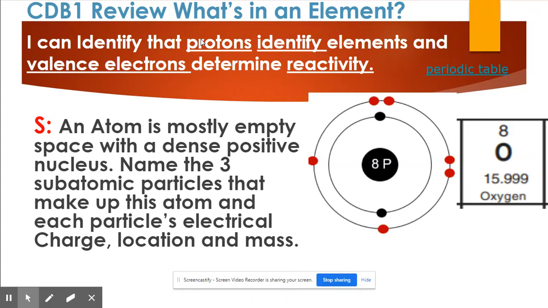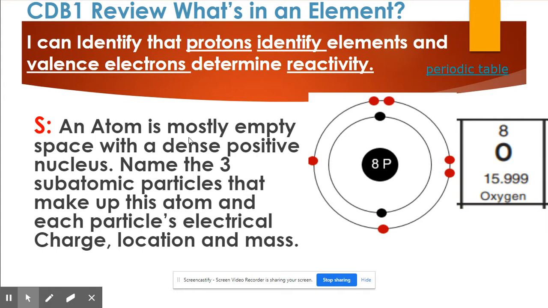Diagnostic benchmark: What's in an element? I can identify that protons identify elements and valence electrons determine reactivity. So just in your I can statement, we can look that protons identify elements. And here inside the nucleus, we have 8 protons. We can identify this atom by going to the periodic table and looking at the atomic number 8. The atomic number equals protons, which equal electrons. So we can identify this atom as oxygen.